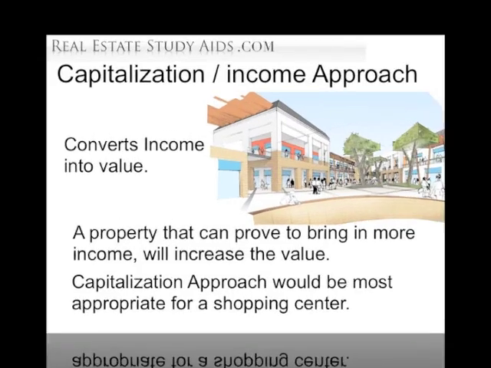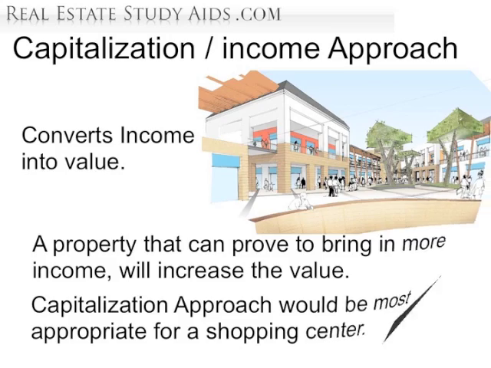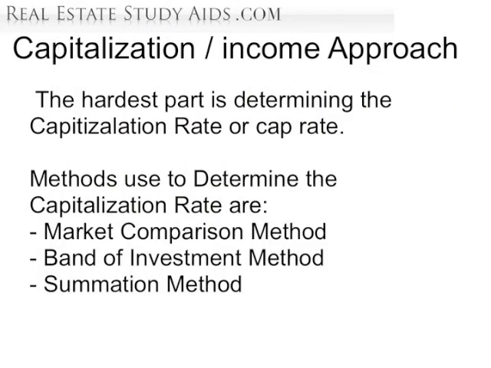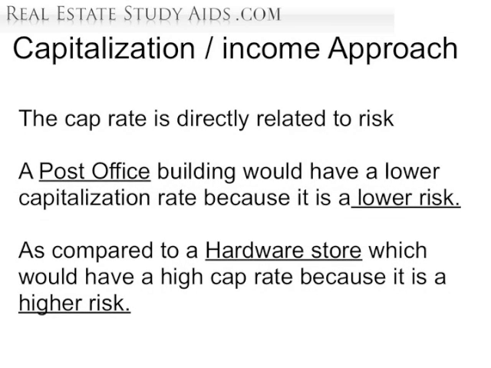The capitalization or income approach converts income into value. A property that can prove to bring in more income will increase the value. The capitalization approach would be most appropriate for a shopping center. The hardest part of the capitalization approach is determining the capitalization rate, or cap rate. Methods used to determine the cap rate are the market comparison method, the band of investment method, or the summation method. The cap rate is directly related to risk.